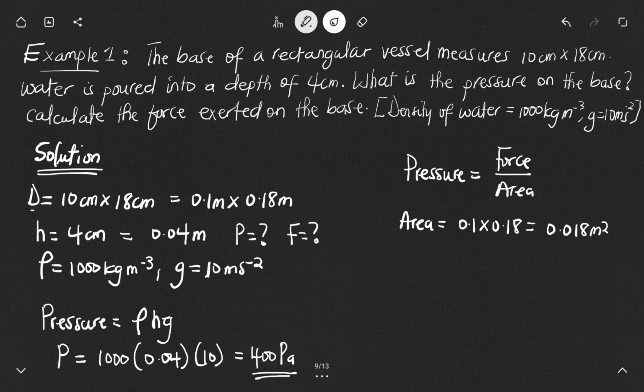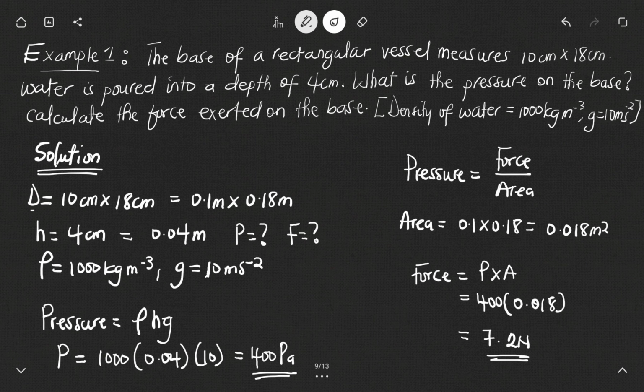So now that I have the area of the base, and I was asked to find force, I can make force the subject here. So making force the subject, I will have pressure multiplied by area. This is equal to, the pressure is 400 Pascal from here, and then the area is 0.018. So 400 multiplied by 0.018 is going to give me a force of 7.2 newtons. Okay, so this becomes the force exerted on the base of this particular rectangular vessel.